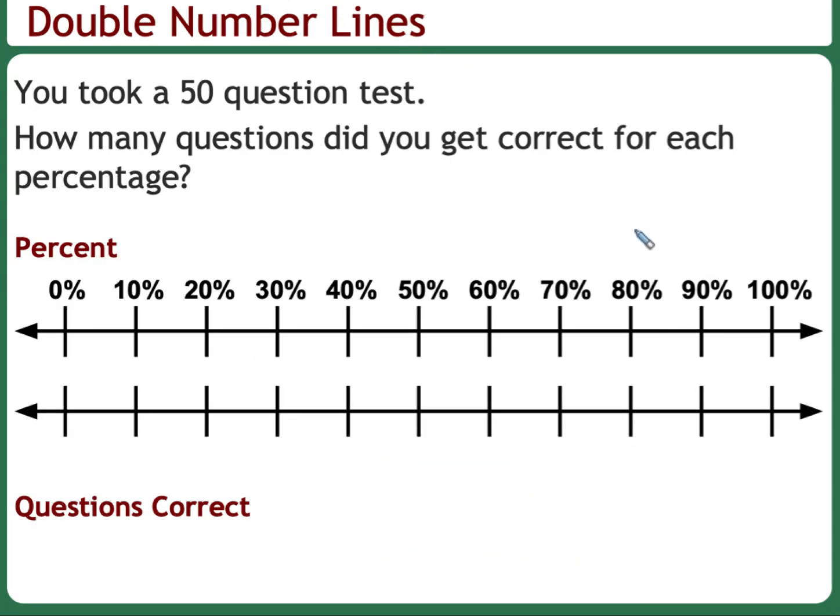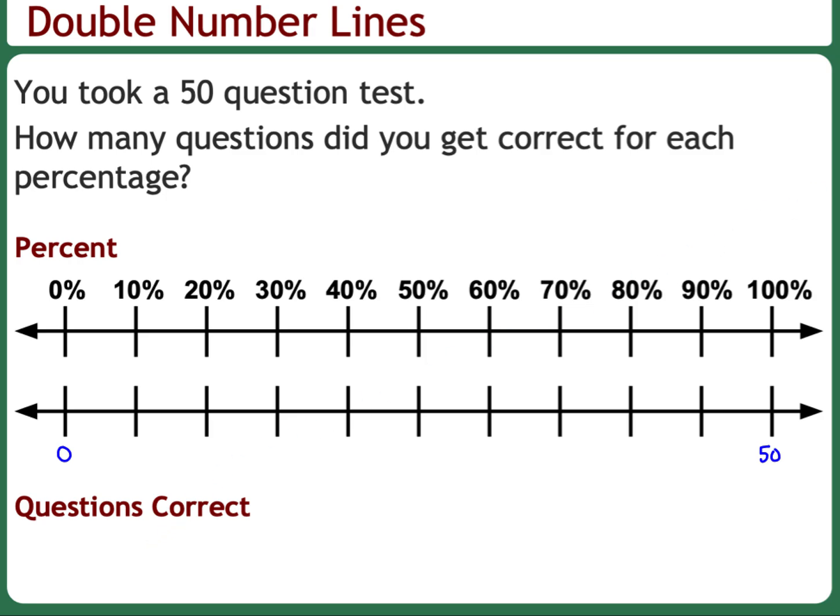So looking at a double number line, let's again think about this 50 question test. How many questions did you get correct for each percentage? Well, if you got 100% on a 50 question test, you would have gotten 50 questions correct. And obviously, if you unfortunately scored a 0%, you would have gotten 0 questions correct.